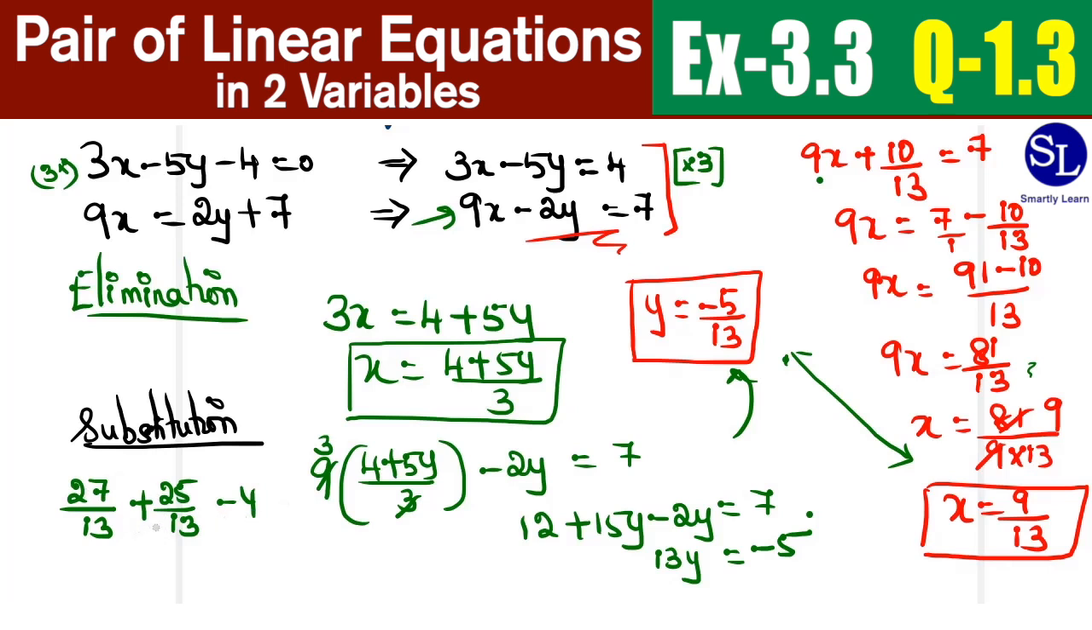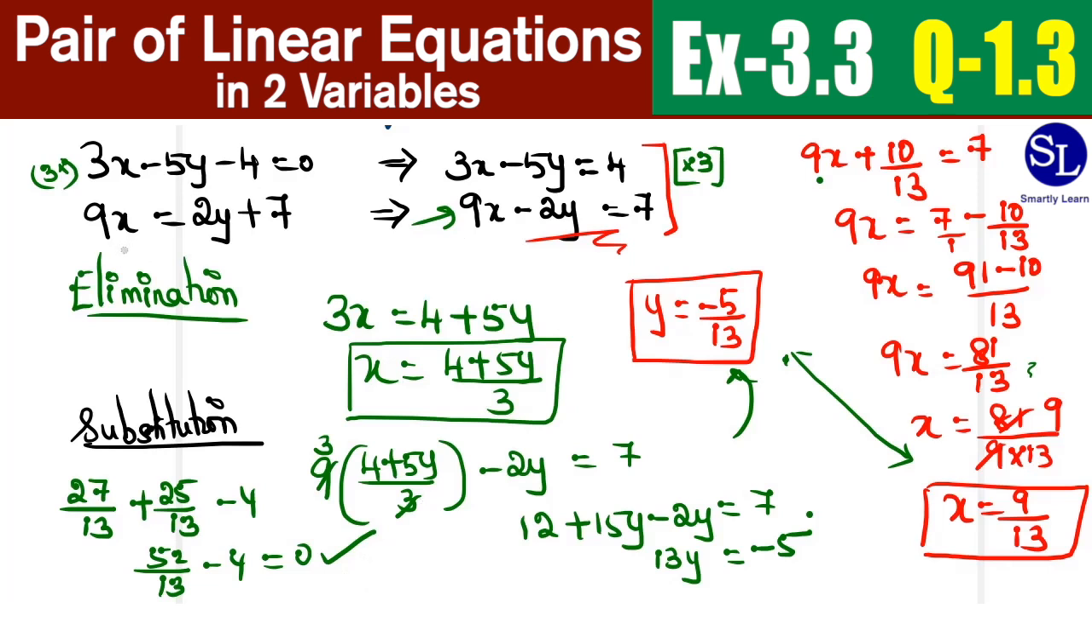So now that the base is same, no LCM required, simply add the tops. So 27 plus 25 is going to give me 52 by 13 minus 4. Actually 52 by 13 is 4 times. So 4 minus 4 is 0. So the first equation condition matches.